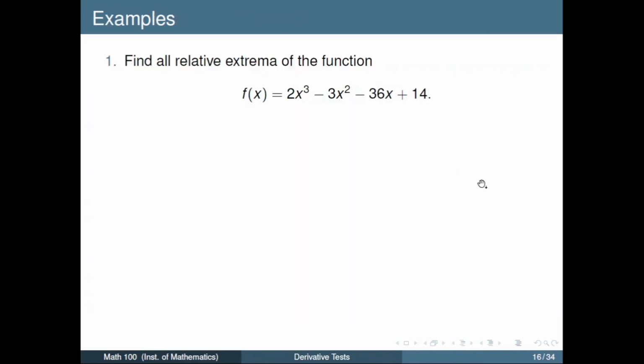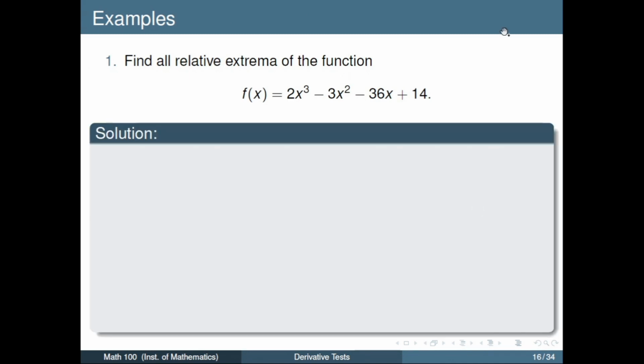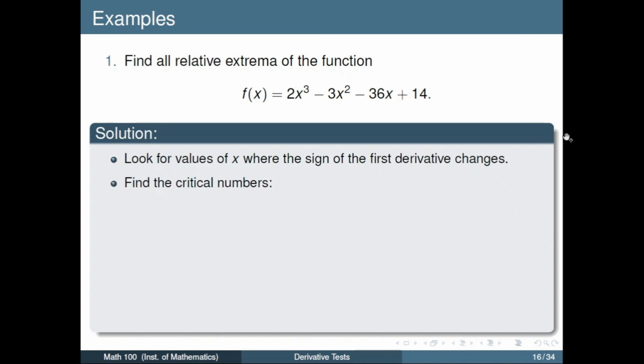Now we use the FDT for us to find all the relative extrema of this function, f of x equals 2x cubed minus 3x squared minus 36x plus 4. Again, meron tayong relative extrema kapag nag-change ng sign ng ating first derivative. And recall natin, doon sa first part, kailan lang ba possible mag-change ang sign ng first derivative? That will be at the critical numbers. Okay? So we find the critical numbers.